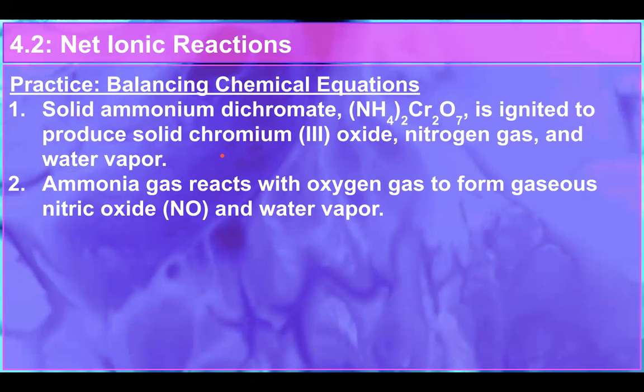Okay, here's a couple of other examples that we have. And again, I would like you to do this on your own. And then in the video that I provide for you later today, I will explain how to balance these. Okay, so solid ammonium dichromate, which hopefully you know those ions at this point, or (NH4)2Cr2O7. So that's going to be our reactant, is ignited to produce solid chromium(III) oxide, which you should know how to write that out, nitrogen gas, and water vapor. So you should be able to figure that out, balance out that equation.